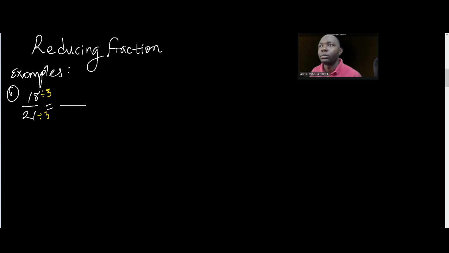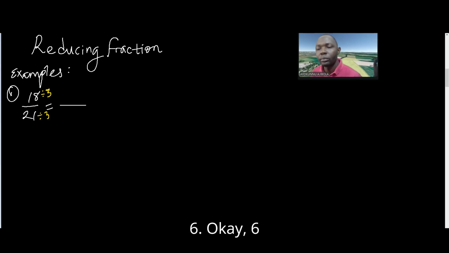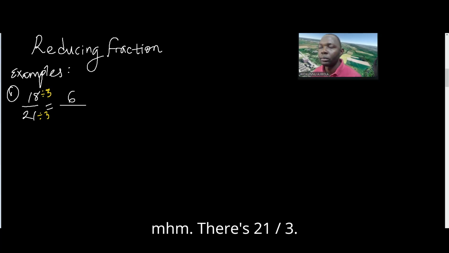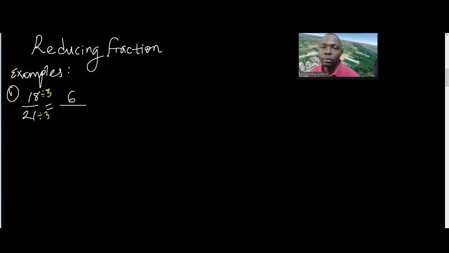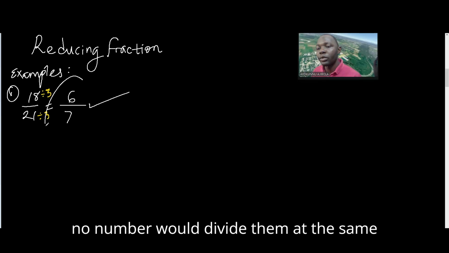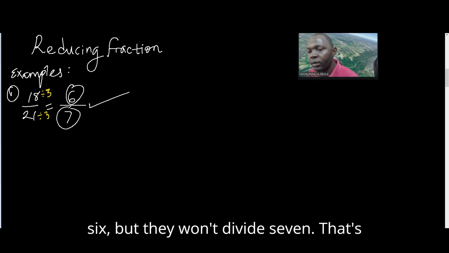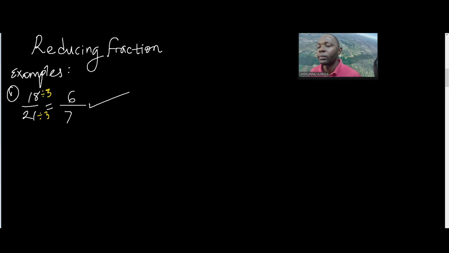So, if I divide both of them by 3, what's my answer? 18 divided by 3 is 6. Then 21 divided by 3 is 7. So, no remainder. And this is my answer because no number would divide them at the same time again. 2 and 3 would divide 6, but they won't divide 7. That's why we cannot use 2 or 3, okay?